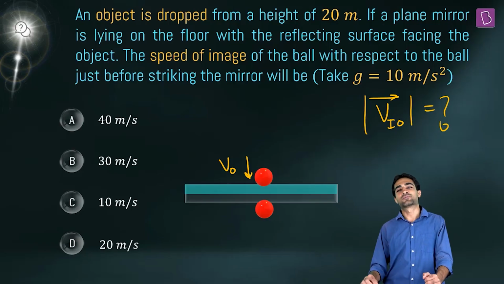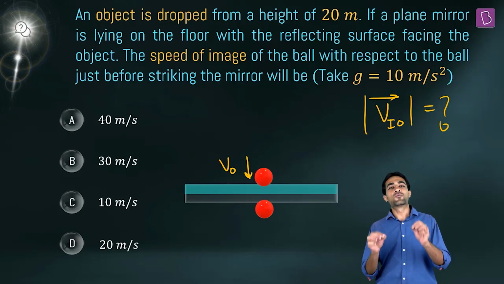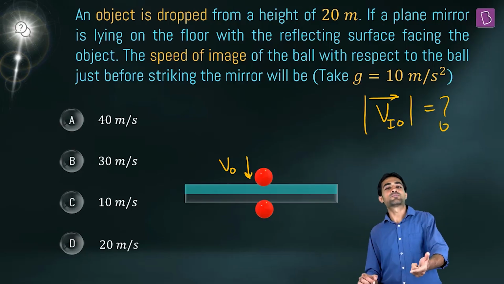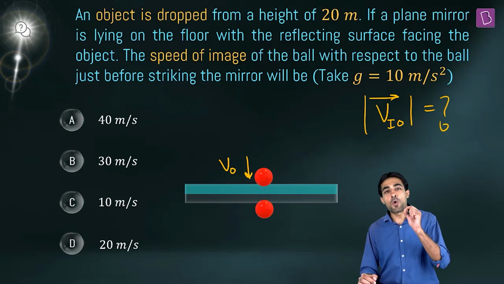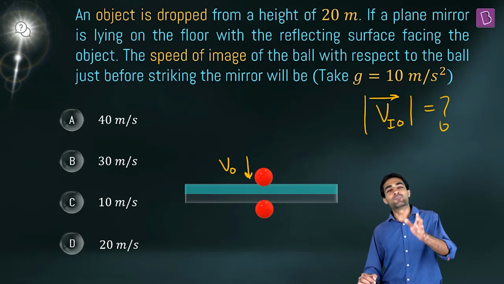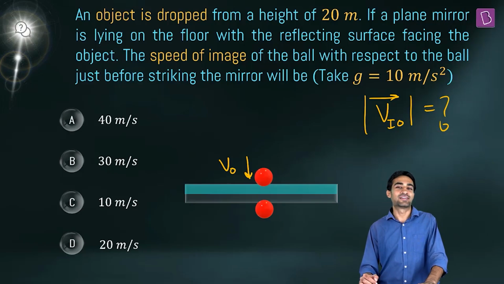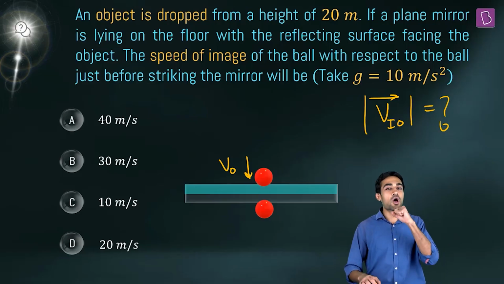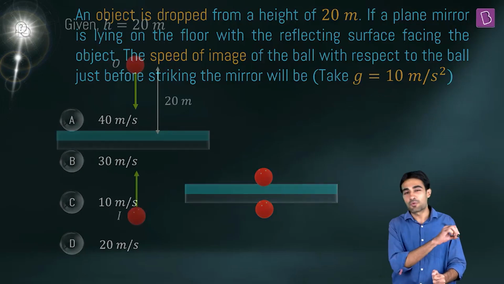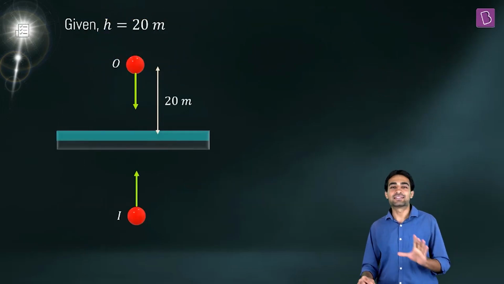This is the question. What is the velocity of image with respect to object at a point at which the object is just about to hit the mirror? Did we get the question? Yes, we got it. Now, how do we solve it? Let's see the concept behind the question. The concept is very, very simple.